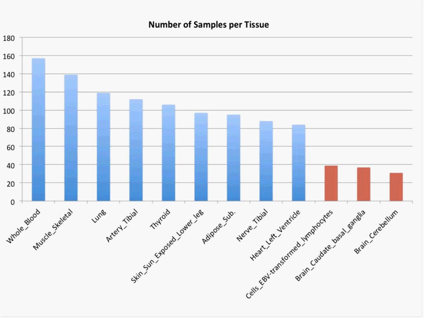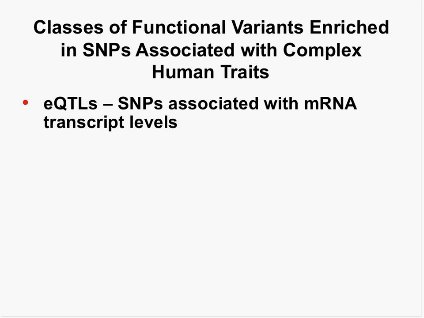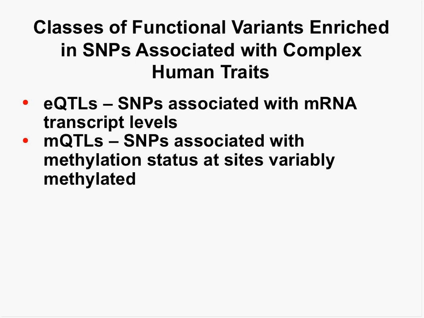So the GWAS Catalog, of course, has been used by many investigators to show that classes of functional variants are enriched in SNPs associated with complex human traits. And of course, eQTLs were among the first of those to be reported as enriched among the SNPs associated with complex human traits. Methylation QTLs, which we might define as SNPs associated with methylation status at sites variably methylated.